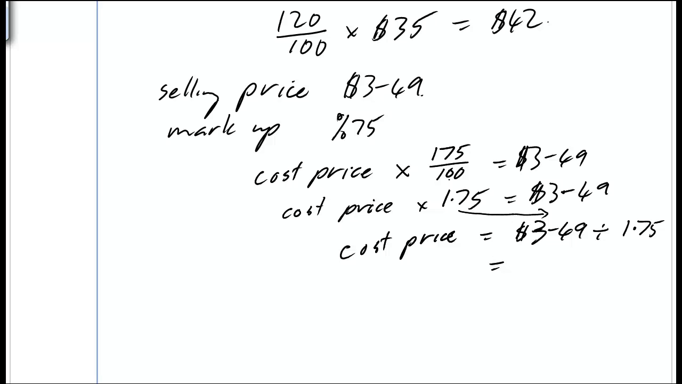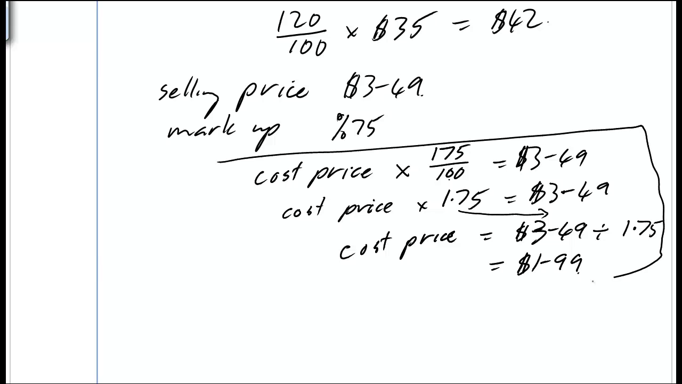And that works out to be $1.99. So the cost price is $1.99. So this is a method here of how, this bit here, this is a way of working out what the cost price is of something. Okay. Now just one other thing.